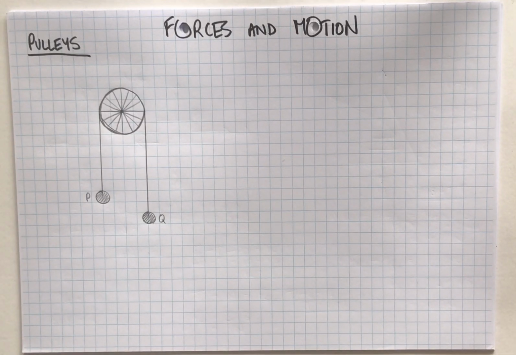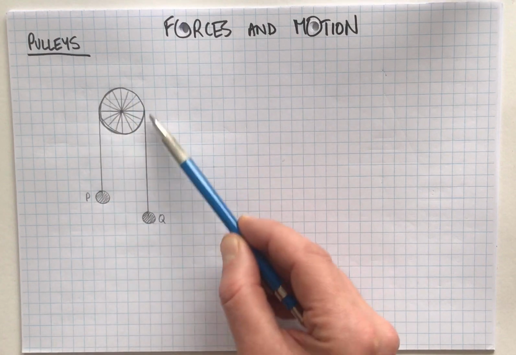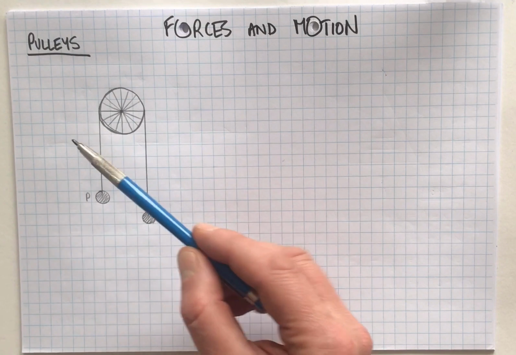Okay, this is chapter 10, Forces and Motion. We're looking at the sixth and final section. It's about pulleys. There are two scenarios with pulleys, really. The first one is this kind of scenario. We have a smooth pulley. So this thing here is smooth. It rotates freely. There's no friction around here.